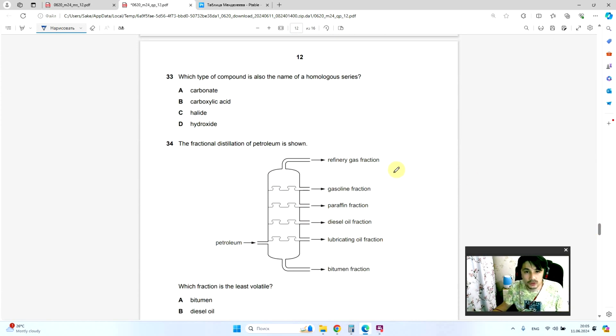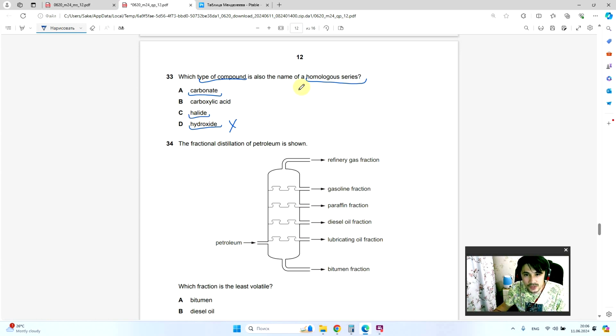So A is the correct answer for this question. Alright, which type of compound is also the name of a homologous series? Okay, carbonate. So name of homologous series and type of compound. Well, that's a strange question. Homologous series are series of compounds containing the same functional group. So, hydroxide, substances containing, let's begin from the bottom. Hydroxide group containing substances are known as alcohols or phenols. So it's not our option.